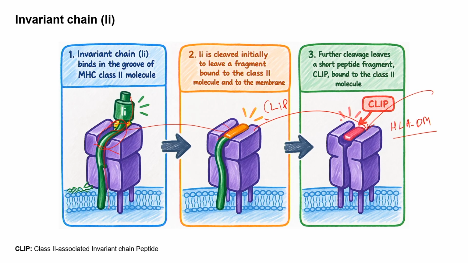So, we need to remember that class 2 is actually a CLIP based phenomenon, class 1 is actually a TAP specific phenomenon, because the transporter of antigen, the TAP protein present on the ER, transports the antigen to the luminal area. So, this is how these invariant chains are processed.